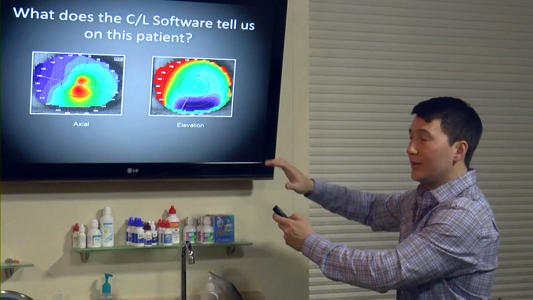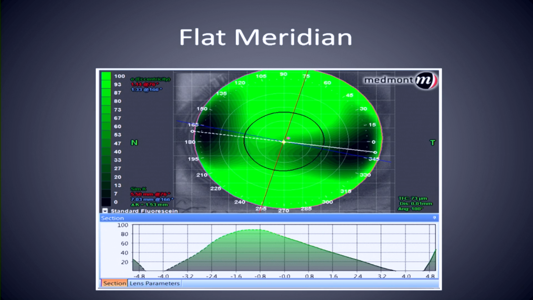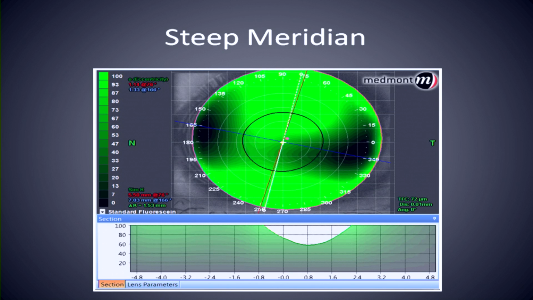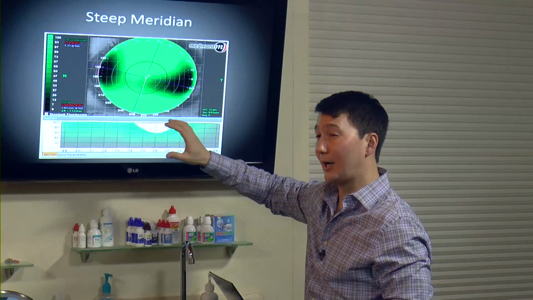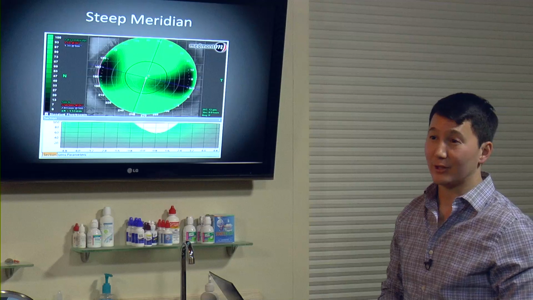So let's put on a theoretical lens. Here's the theoretical lens across the horizontal meridian. Across this meridian, look at the fluid. Edge lift, landing at 9 o'clock, up to apical clearance, landing at 3 o'clock, and then your edge lift. Now here's the vertical meridian. What did we say is the threshold for a bubble? 90 microns, right? And look, the patient is off the charts heading south, off the charts heading north as far as fluid thickness.